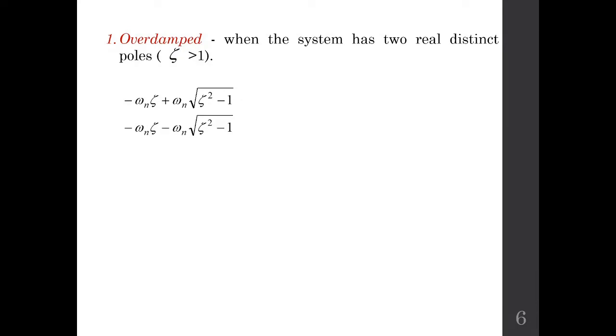Now if the value of zeta is greater than 1, then we'll say the system that we are dealing with is an overdamped system. In this case, if you put the values of zeta in this equation, you will always come up with 2 real poles on the S plane, that is here. So after putting zeta greater than 1, we will come up with 2 poles on the negative real axis, 2 different poles.